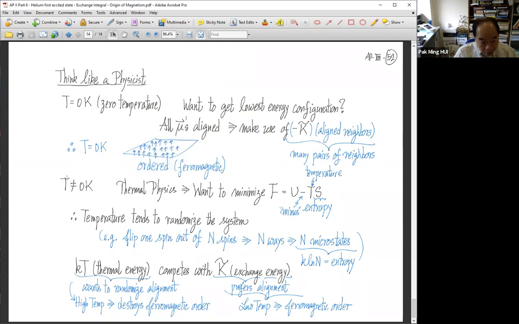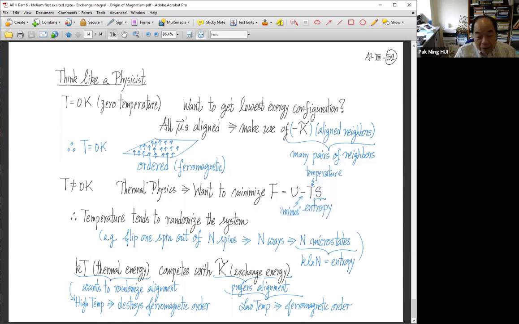Now, with higher temperature, what happens then? Then you have to go into your thermal physics, okay? Your thermal physics will tell you that the quantity to be minimized is not the internal energy only. For equilibrium, it is the so-called Helmholtz free energy. I use F here, some books use A. Okay, it doesn't matter, it is U minus TS.